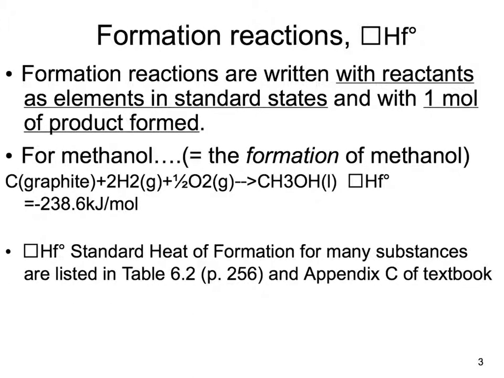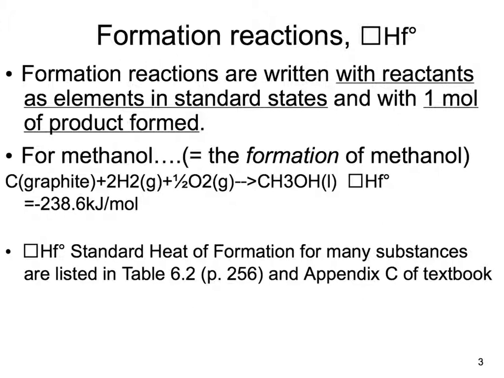When we're looking up these delta HFs, these formation reactions are written with the reactants as elements in standard states with 1 mole of the product formed. For example, the formation of methanol is C graphite plus 2H2 gas plus 1/2 O2 gives us CH3OH. Again, you note here that we have 1/2 a mole of something.